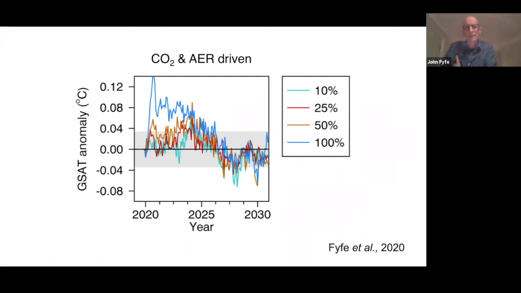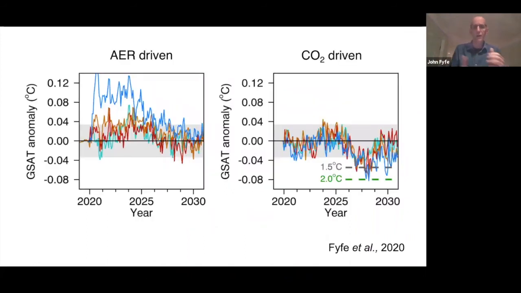The next thing we did is, this is a calculation where we changed all of the emissions in the model at the same time. We also did calculations, again, 90 members each, where we just changed CO2 and we just changed the aerosols in order to separate their effects, much like in the Forster et al. paper. And here are the 2 sets of experiments. So on the left, you see the aerosol-driven experiments, and on the right, the CO2-driven experiments.